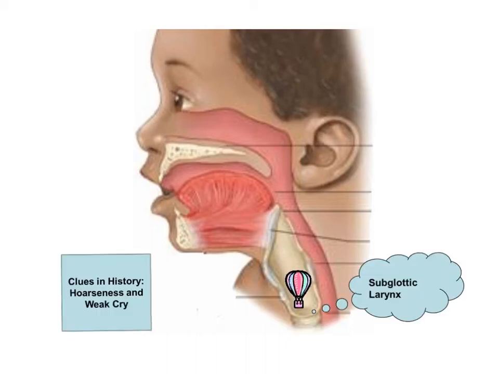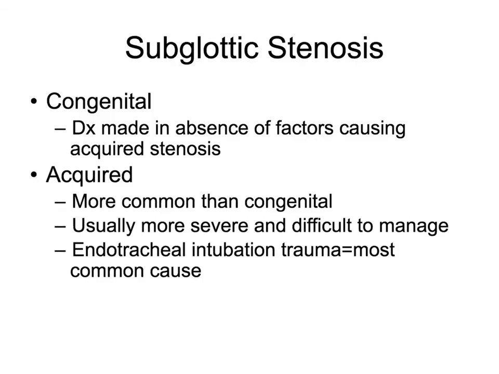Clues here are also hoarseness and a weak cry. Subglottic stenosis can be congenital or acquired. Acquired is the more common form. It's usually more severe and difficult to manage, and endotracheal intubation trauma is the most common cause.